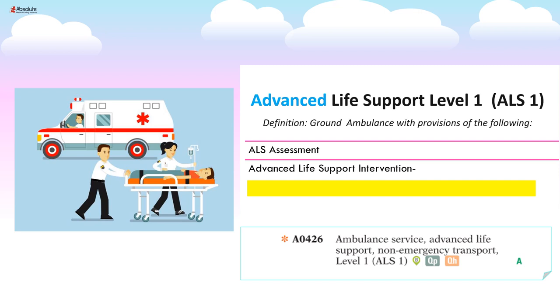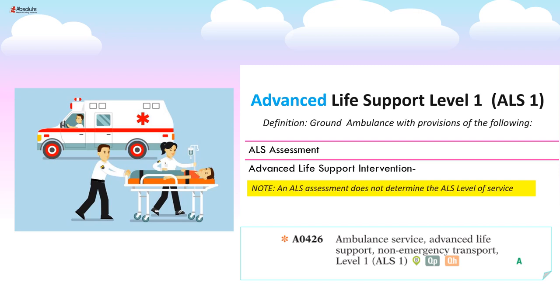An advanced life support assessment is an assessment performed by an ALS crew as part of an emergency response that was necessary because the patient's reported condition at the time of dispatch was such that only an advanced life support crew was qualified to perform the assessment. Okay, so when that happens, that will fulfill the provision of advanced life support level one. Another way is whenever during that service an advanced life support intervention was performed by an EMT-Paramedic or the emergency medical technician. Okay, again, so advanced life support level one is going to be coded as A0426.